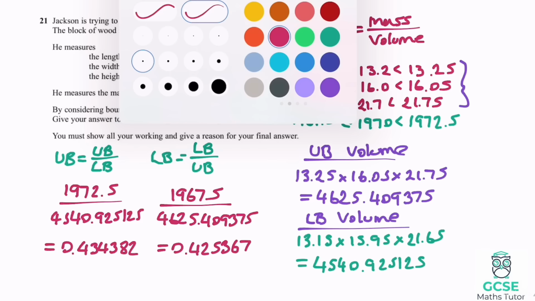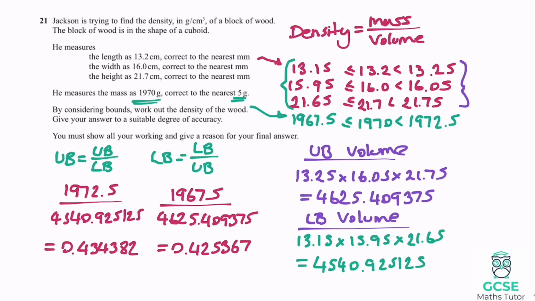And now it says by considering bounds, so this is our final step, give your answer to a suitable degree of accuracy. So first things first, I can already see that they don't match to 3 decimal places, because one of them would be 434, the other would be 425, so they don't match. So if I look at 2 decimal places, so 0.43, and that would be 0.43 as well, because the next numbers are 5.